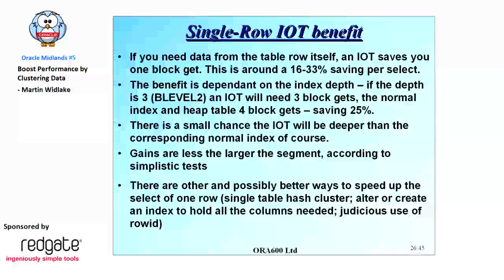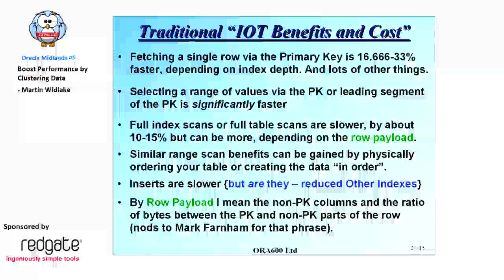Okay, so you get a bit of an increase, but there are better ways to actually get faster individual record reads. I'll get to that. Fetching a single row by the primary key is faster than an IOT, and is often why they're implemented. But selecting a range of values is significantly faster. IOT should be used for giving ranges of data.